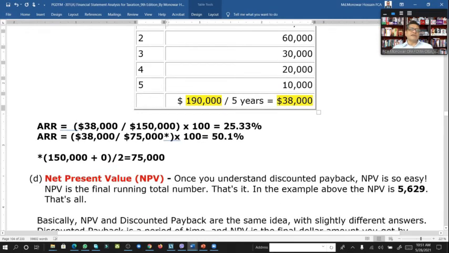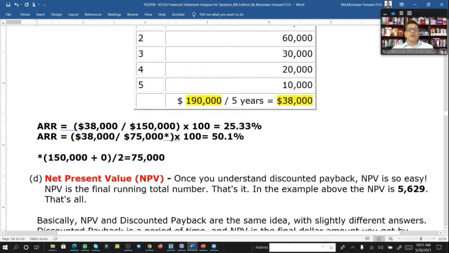So here 30,000 divided by 1,50,000, the initial outflow, multiplied by 100. Then the accounting rate of return is 25.33%. Sometimes it can be called the average rate of return.